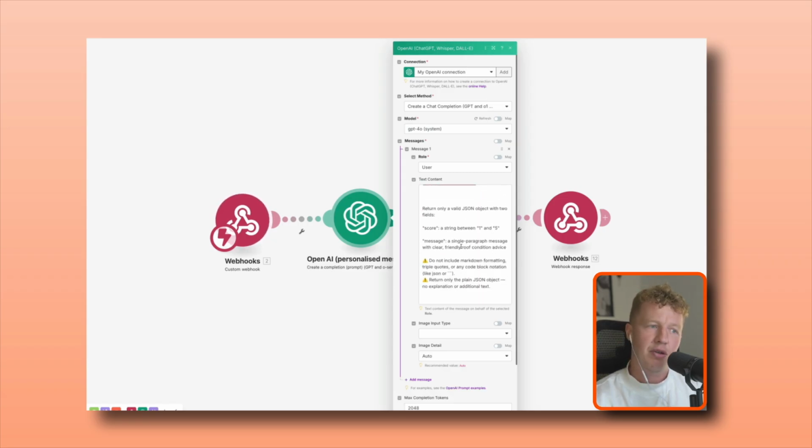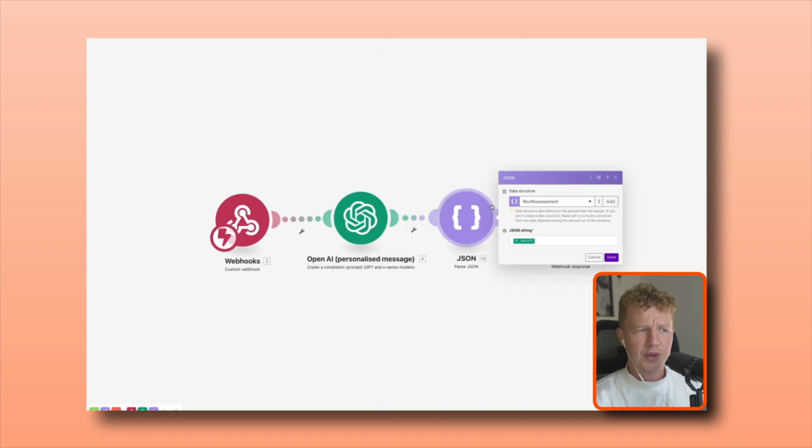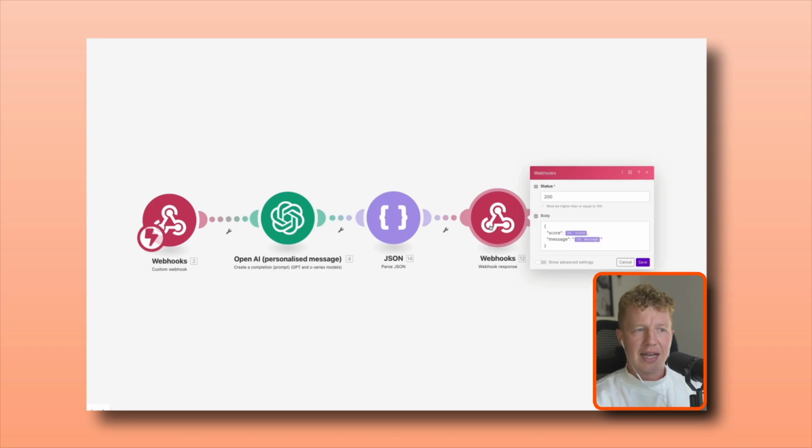It's going to output 2 things. Number 1 is going to be a score between 1 and 5, and that's the level of risk that they think their roof has. And the second one is a message, so a single paragraph message with a clear, friendly roof condition summary. And all this Parse JSON module is doing is passing that in JSON format, so that our webhook has 2 formats. We've got score and we've got message, right? Super simple to set that up.